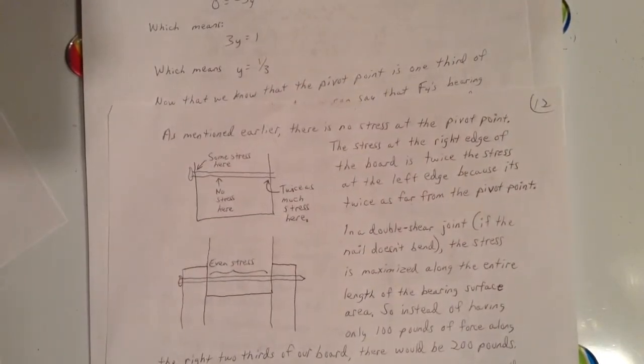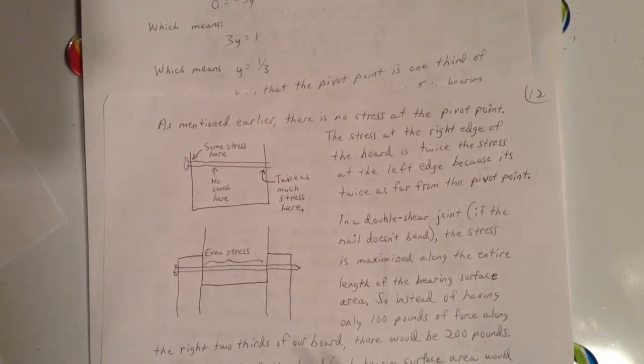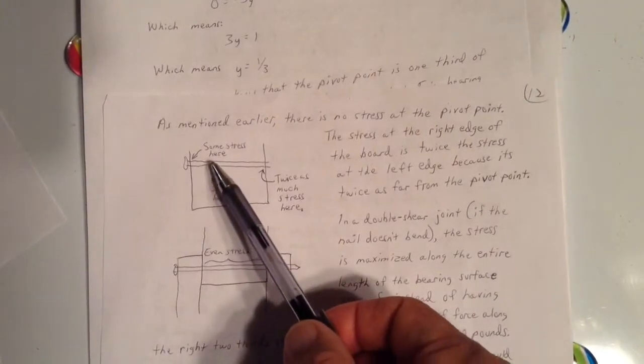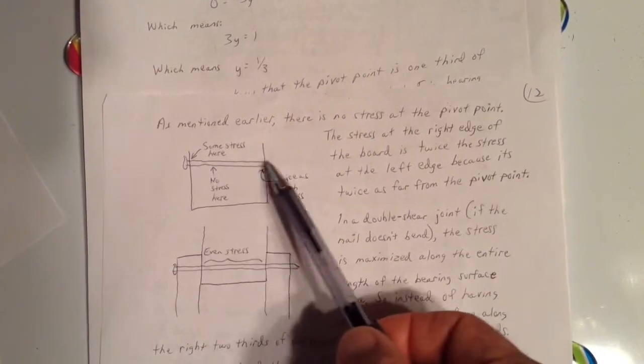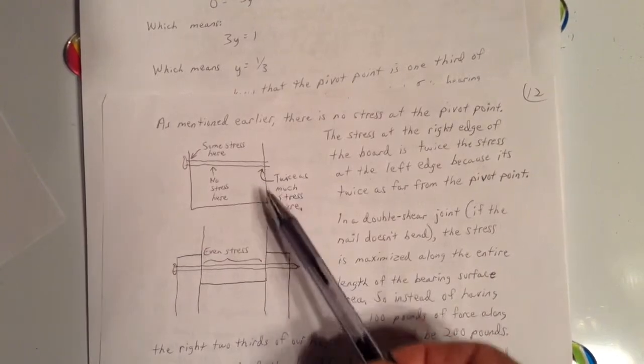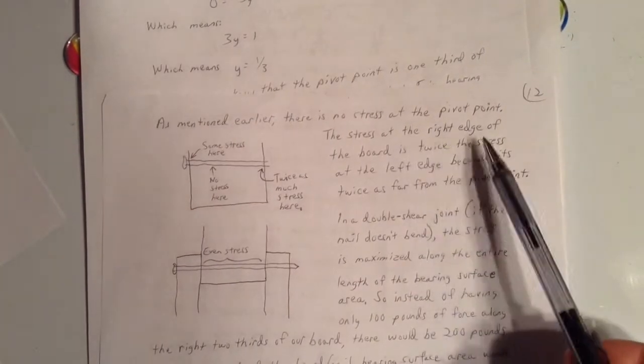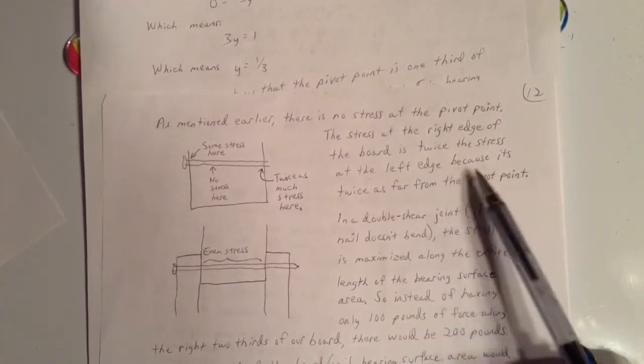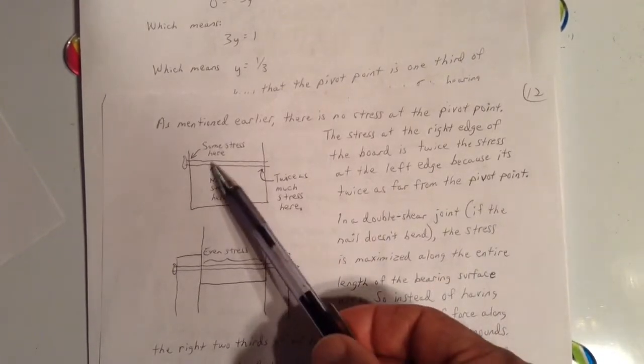Okay, as mentioned earlier, there's no stress at the pivot point. Here's a pivot point, no stress. Some stress there, twice as much stress here. Okay, the stress at the right edge of the board is twice the stress at the left edge because it's twice as far from the pivot point.